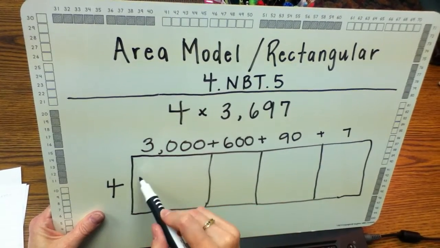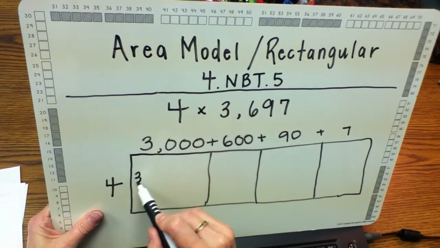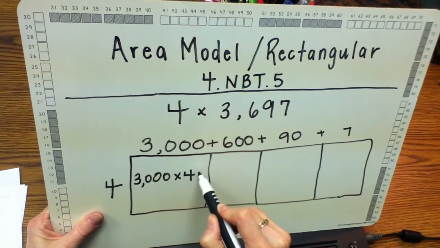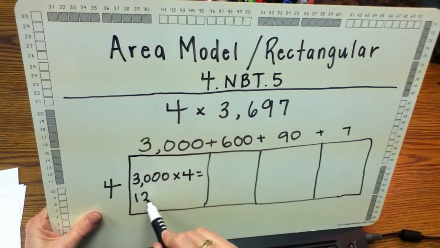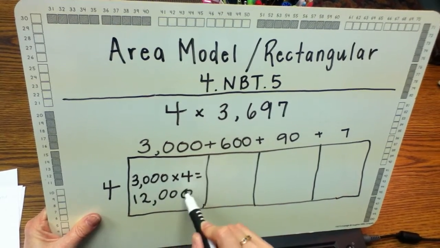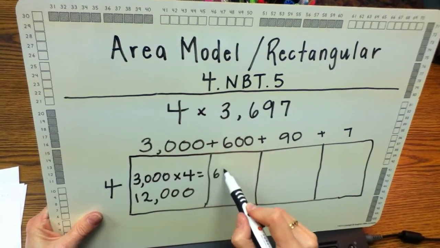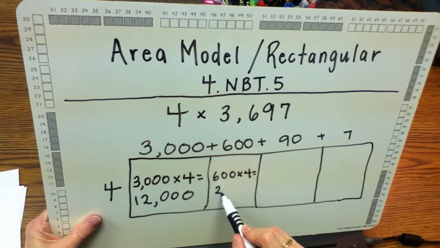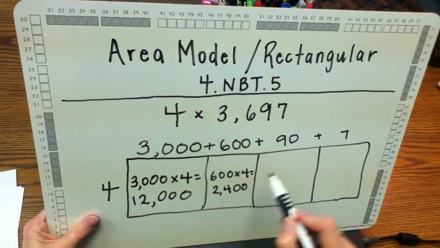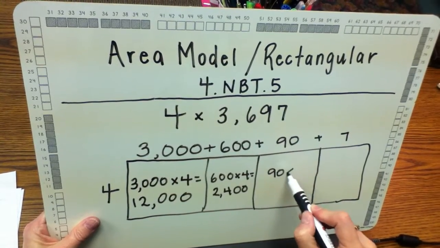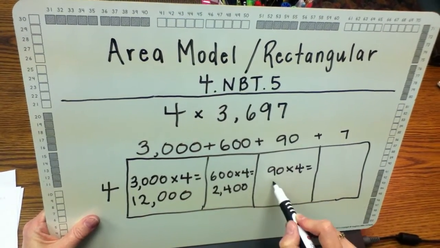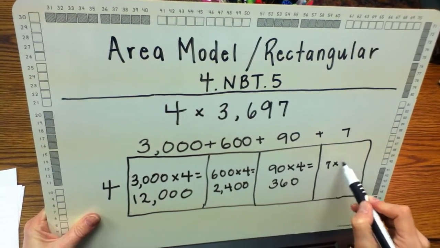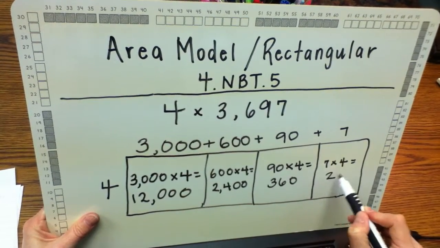So in the first box, I'm going to multiply the 3,000 times 4. And that partial product is 12,000. And then the next box, I'm going to multiply 600 times 4, which is 2,400. Then 90 times 4, which is 360. And 7 times 4, which is 28.